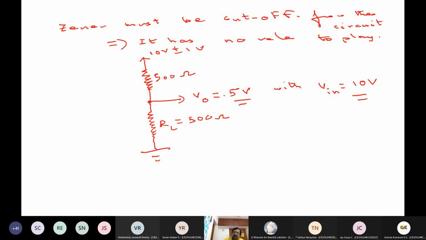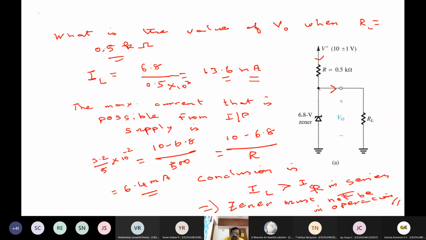Okay, so this is the output with this nominal input voltage, right? So that is the question here: find the value of E naught when RL is varied. If you take a low resistance of 0.5, it is not going to give you the result. As you keep increasing the resistance, the current that the load is going to draw is going to be smaller.